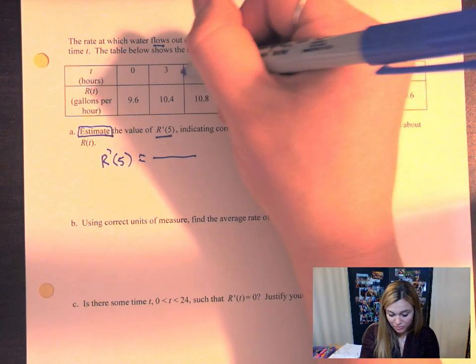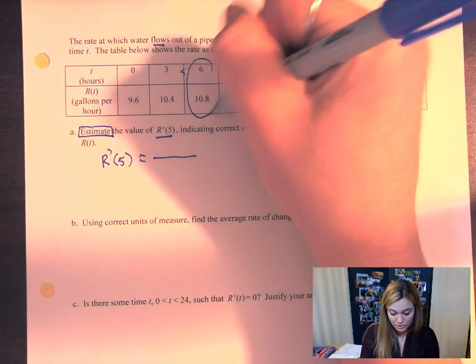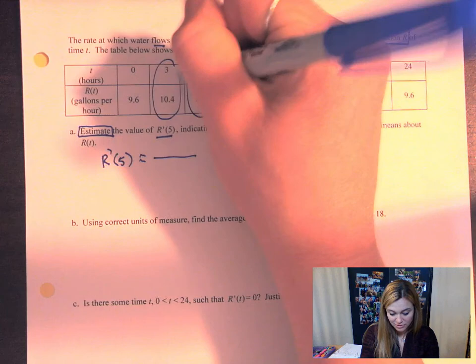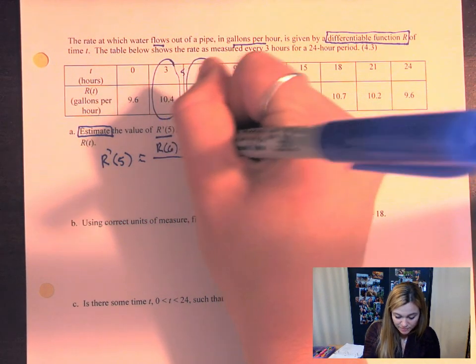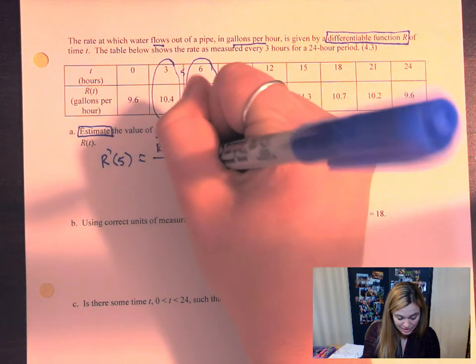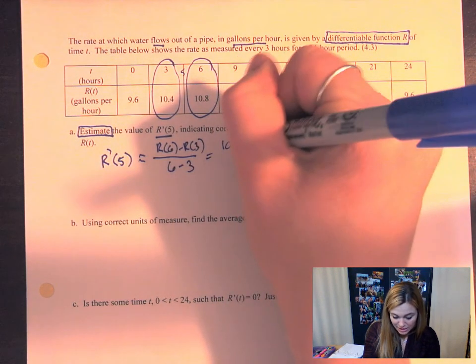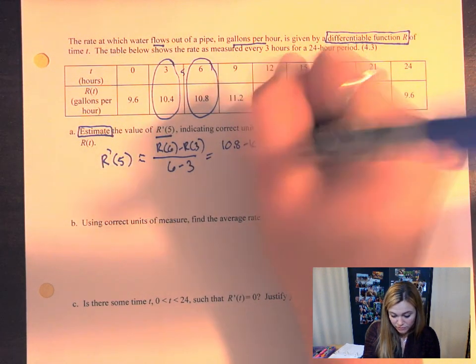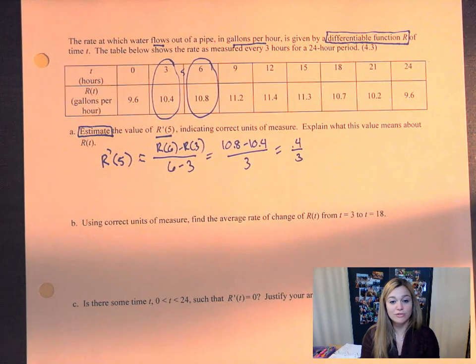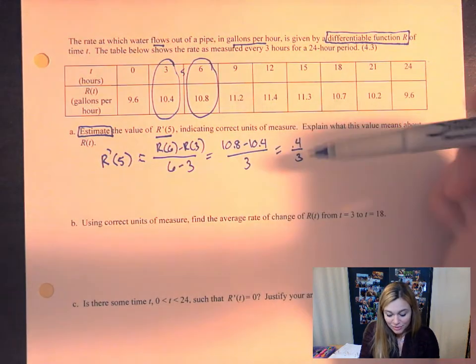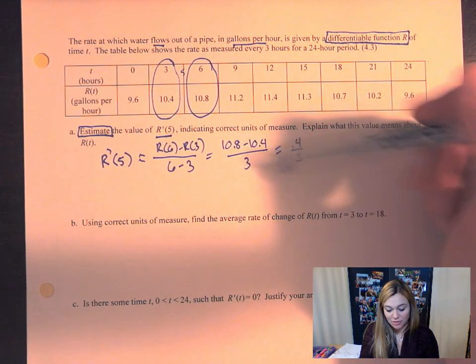So 5 is about right here. I'm choosing a point to the right and a point to the left. So I'm going to say r of 6 minus r of 3 over 6 minus 3, 10.8 minus 10.4 over 3. And you can stop here and you can say that this would be 0.4 over 3. And if you want to see what the units of measure are, I look in the numerator.